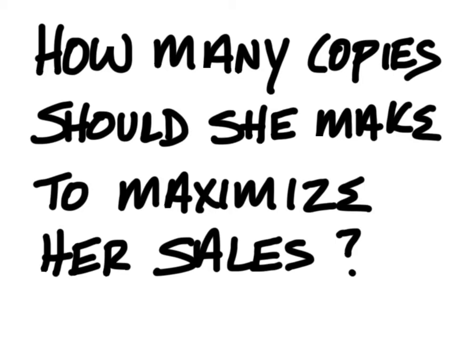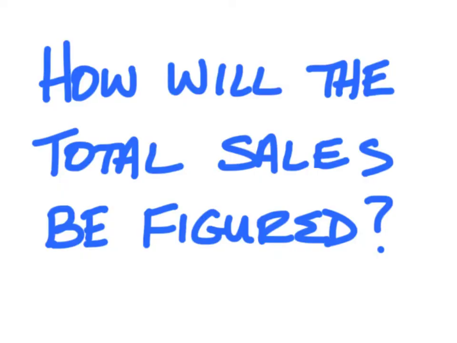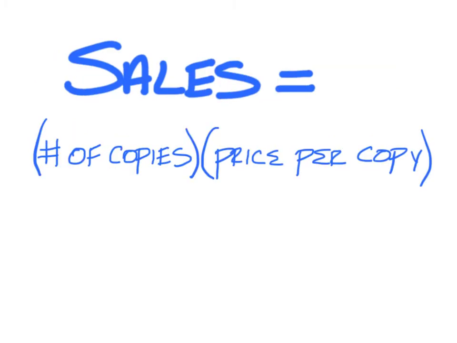How will the total sales be figured? That's what you have to compute first. Sales equals the number of copies times the price per copy. That's just a very basic equation. However many you have, price per copy, total sales. Let X be the number of copies beyond 20, just like we had the number of trees beyond 30 in the last problem.